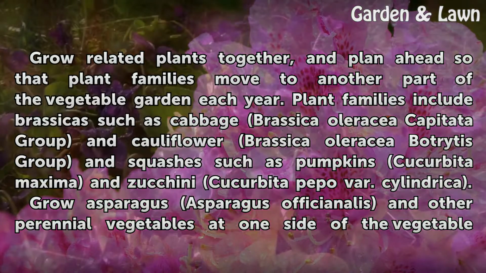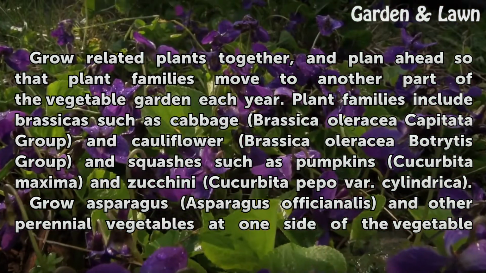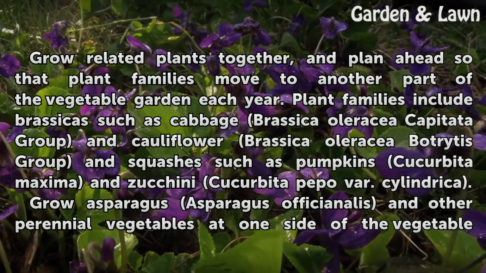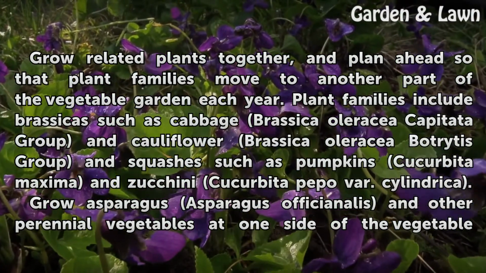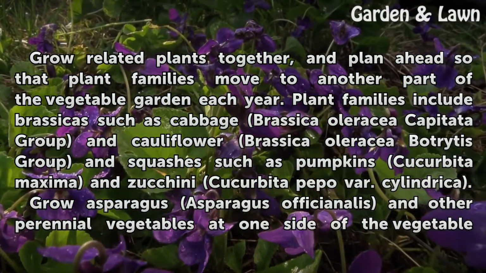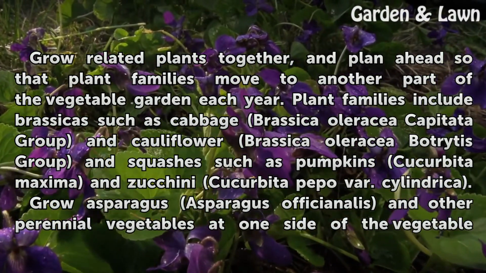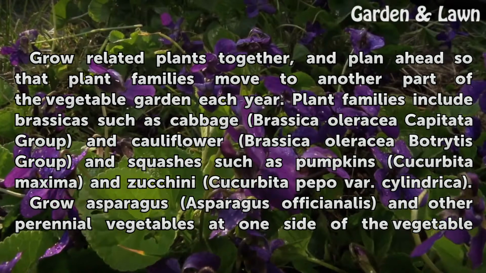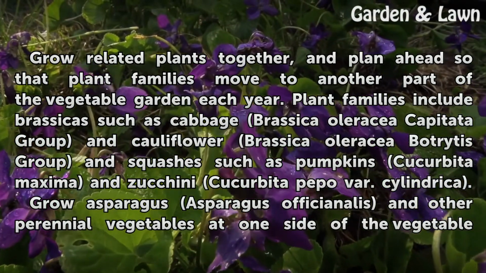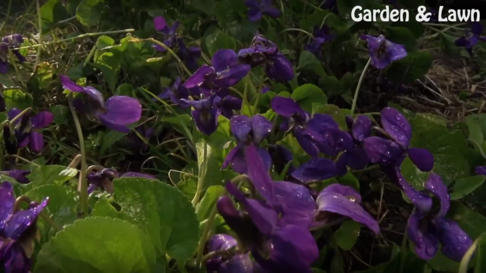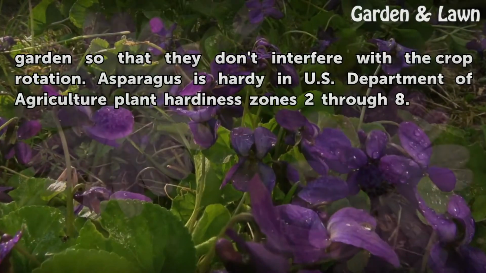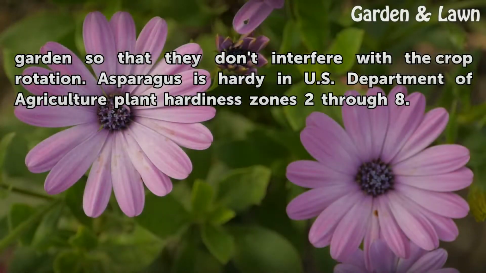each year. Plant families include brassicas such as cabbage, Brassica oleracea Capitata Group, and cauliflower, Brassica oleracea Botrytis Group, and squashes such as pumpkins, Cucurbita maxima, and zucchini, Cucurbita pepo var. cylindrica. Grow asparagus, Asparagus officinalis, and other perennial vegetables at one side of the vegetable garden so that they don't interfere with the crop rotation. Asparagus is hardy in U.S. Department of Agriculture plant hardiness zones 2 through 8.